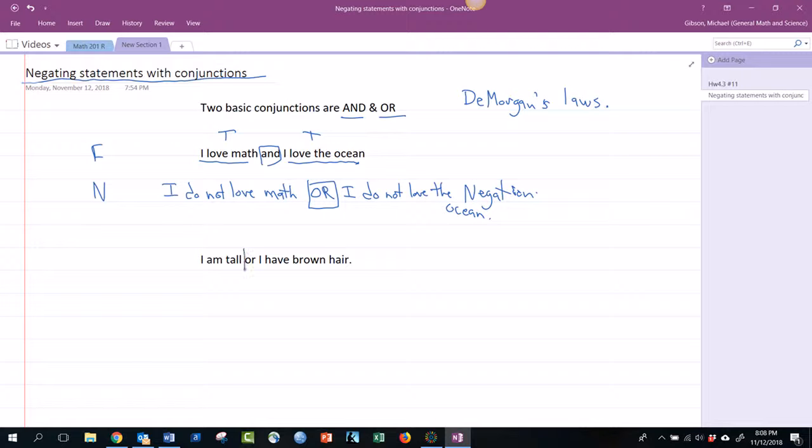Let's look at this one. Here we have an or, right? I am tall or I have brown hair. So De Morgan's laws work the same way. You have to flip the or to an and, and then negate each statement. I am not tall, and I do not have brown hair.